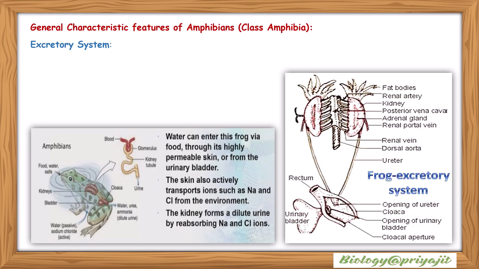Excretory system: kidneys of amphibians are usually mesonephric. In caecilians, it may be opisthonephric. Urinary bladder is present and functional. Their excretion is ureotelic; urea is the main nitrogenous waste. Their urinary and reproductive ducts open into the cloaca.